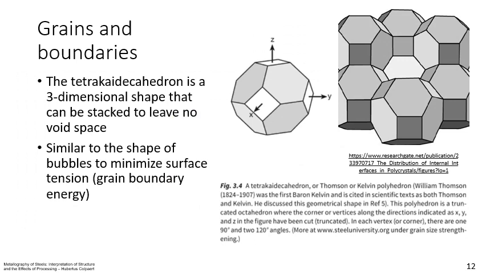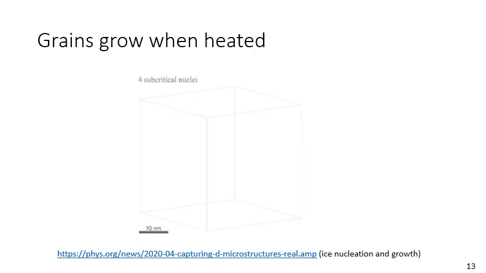And researchers have found a shape that can be used to simulate the shape of typical grains. That shape is called the tetrakaidecahedron. And the interesting thing about this shape is that it can be stacked so that it doesn't leave any void space. So it's useful for simulating a grain structure. And it's also similar to that bubble structure that we saw. And the reason that type of shape is energetically favorable is because it minimizes the surface tension, or the grain boundary energy.